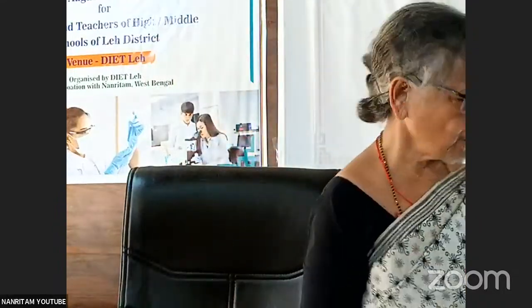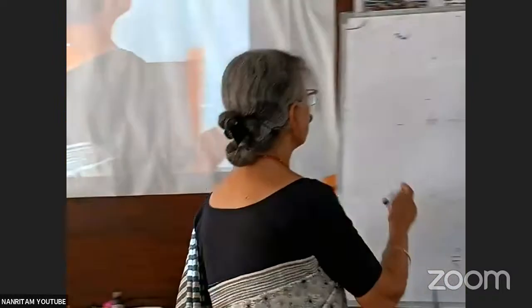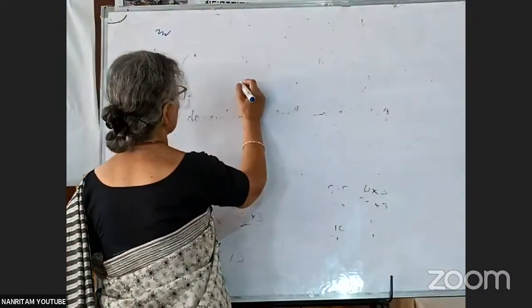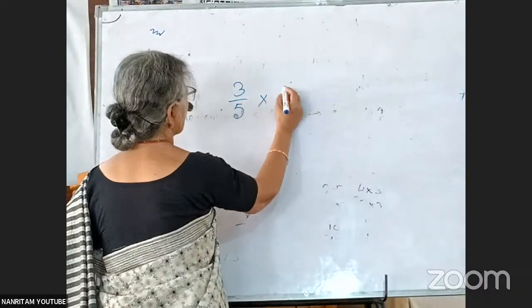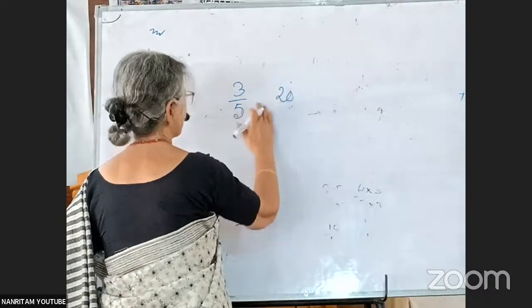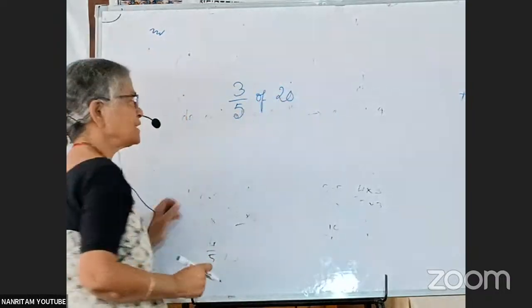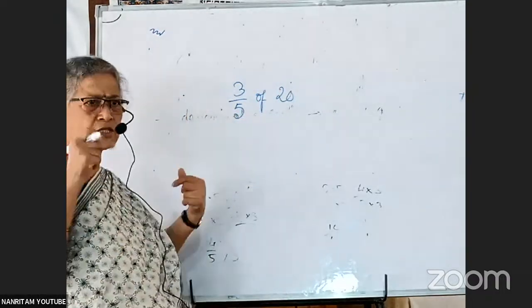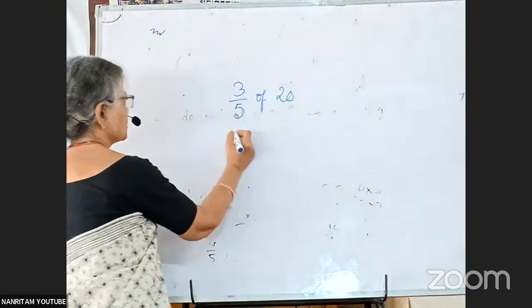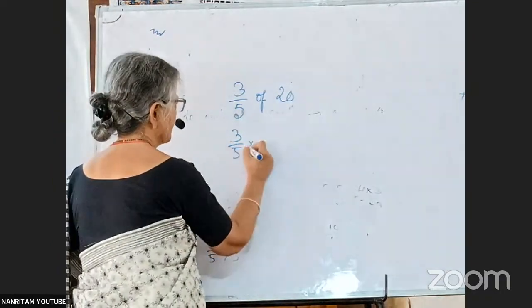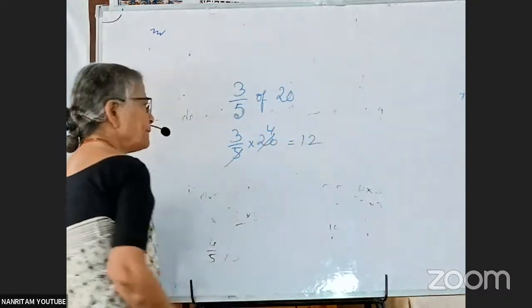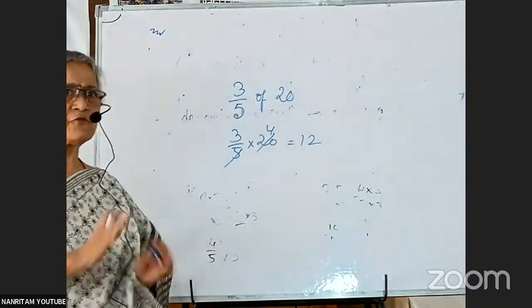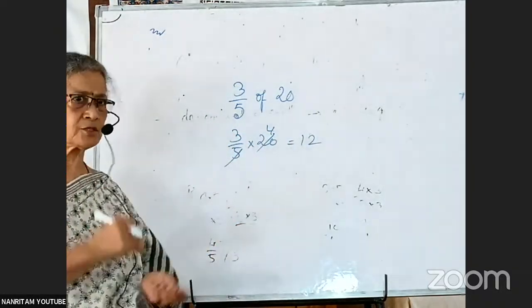Now fraction of a number, suppose 3/5 of 20. Usually what do we tell them? Multiplication, 3/5 into 20. Show this activity very clearly, and they will understand why it is so.